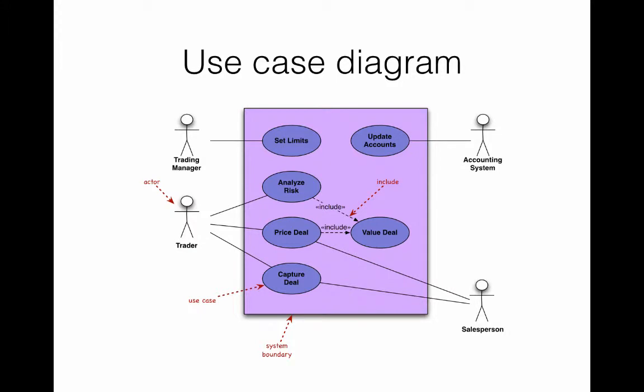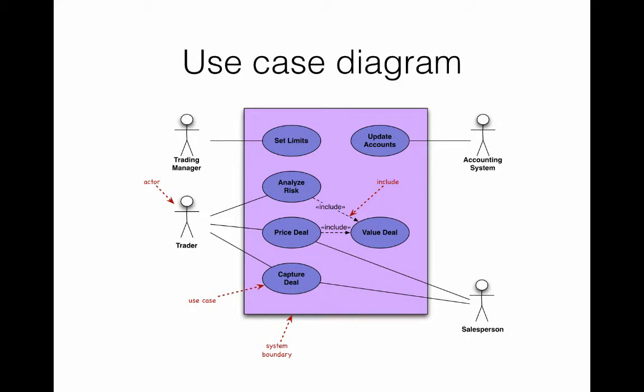This is a use case diagram, and this is something that the UML specification does describe in detail. The diagram shows how external entities, or actors, interact with the system. The rectangle here indicates the system boundary. Use cases are represented as ovals inside the system. Actors, or external entities, are represented as stick figures outside the system.